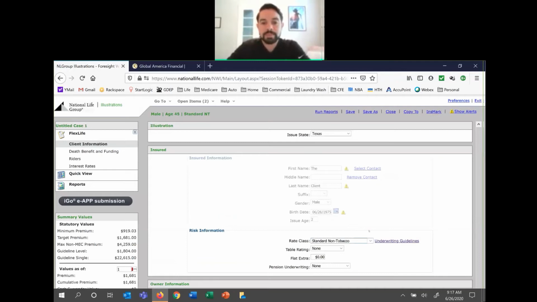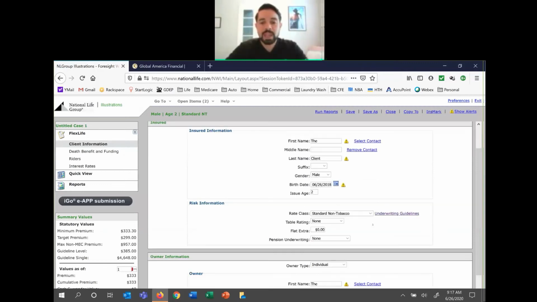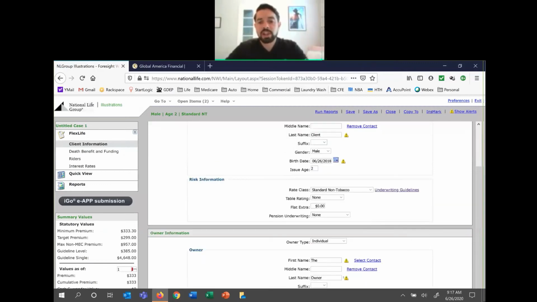Okay. There we go. Whenever you change it to a child or a juvenile, you only have two options when it comes to rate class, either standard non-tobacco or express standard non-tobacco. You're not going to get a preferred or a preferred plus rating for a juvenile. These are the only two options. Okay. And then also, since they're a juvenile, there will have to be a parent to be the owner of the policy, which you would have to enter down here as an owner. And you'll see it automatically opens up for you whenever you enter a juvenile here.